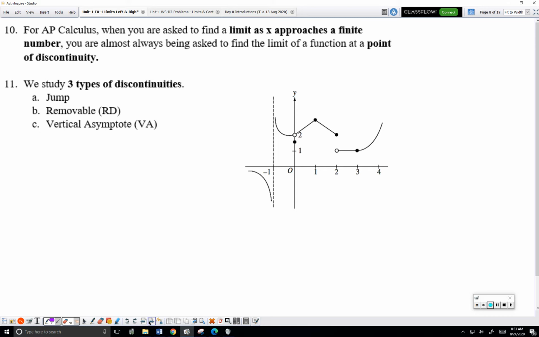So you have to memorize this. 3 different types of discontinuities. And I would memorize them in this order. If you memorize the order, it helps with some of the stuff in the future. So, jump, removable discontinuity, previously known as a hole, or a vertical asymptote. Questions? We will study horizontal asymptotes in association with limits as well, but it's not a discontinuity, so don't put it in there. So, question? Okay.